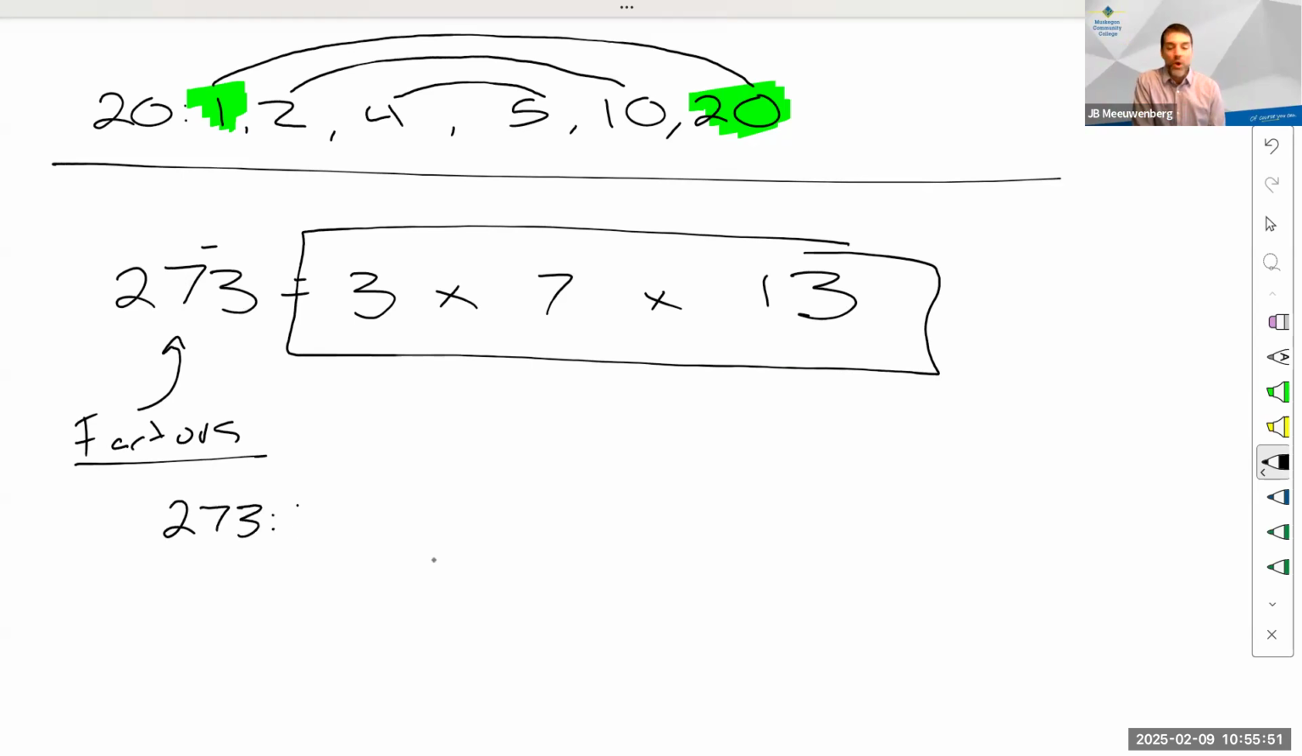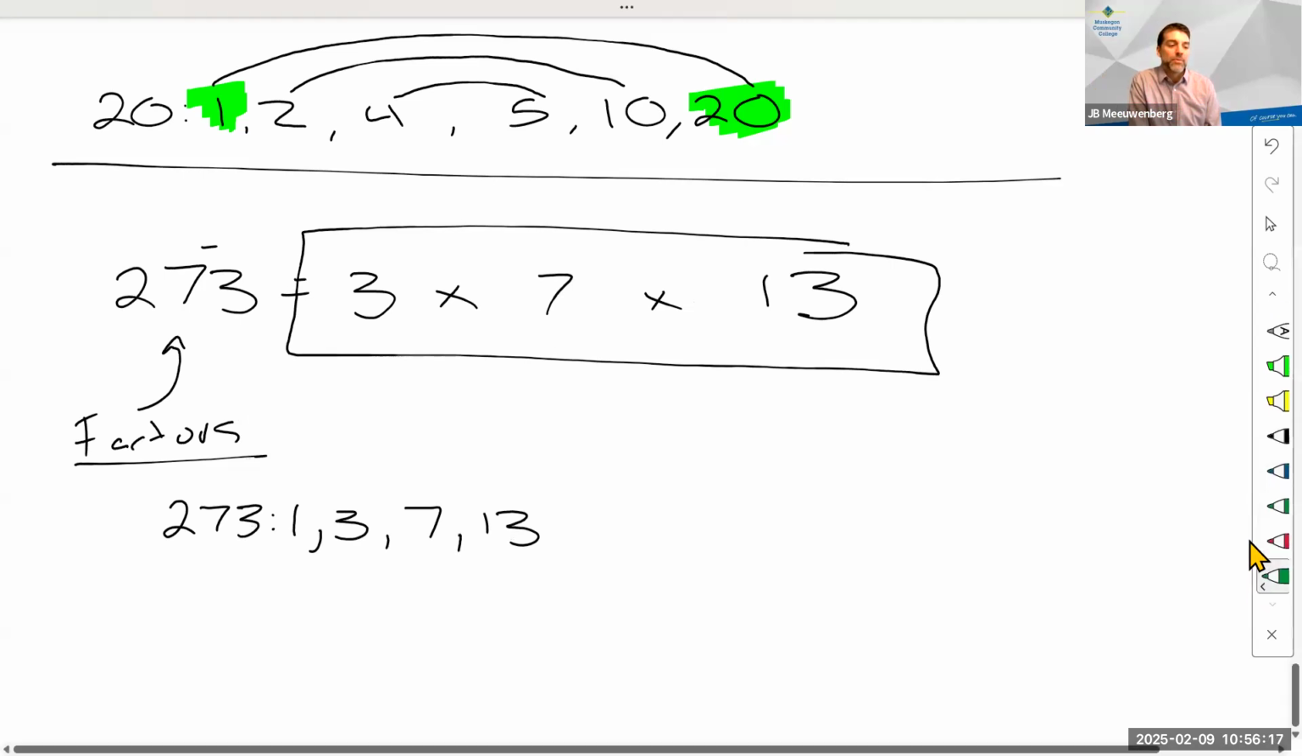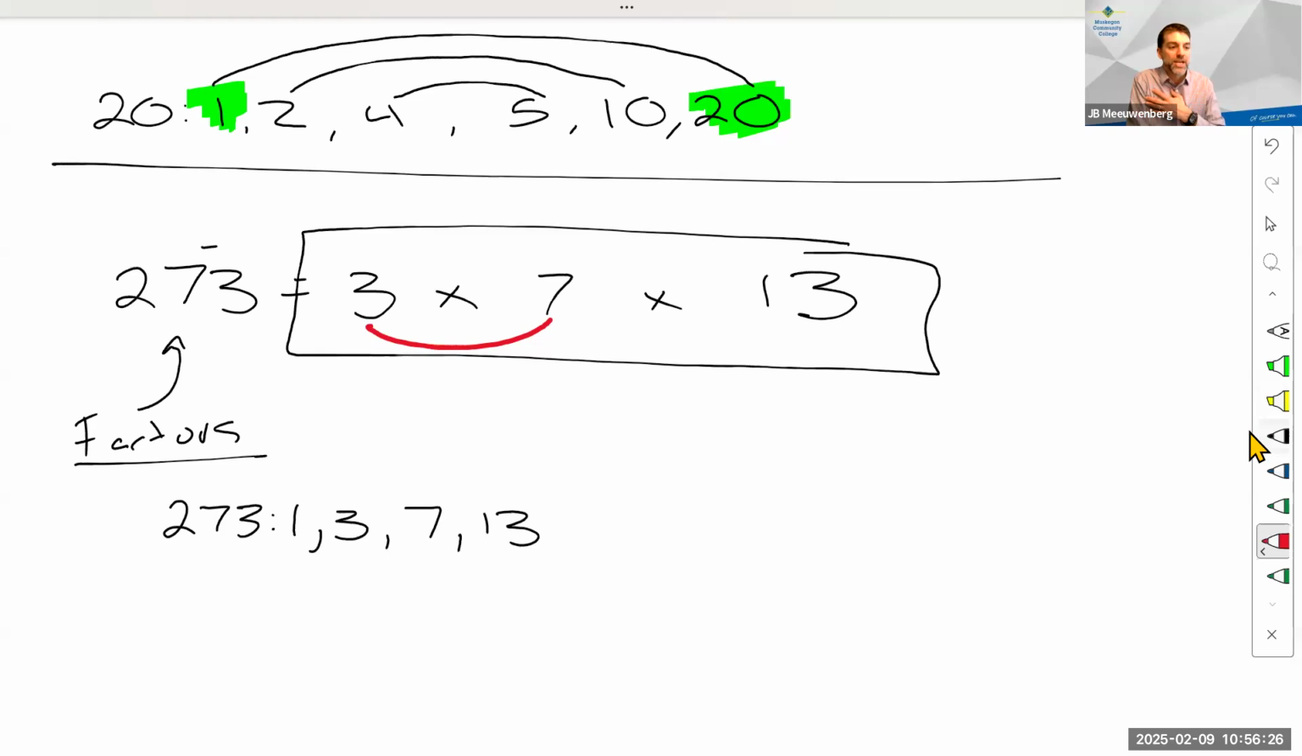we know 1 is a possibility. We know 3 is a possibility. We know 7 is a possibility, and 13. But then we start to get into bigger numbers, and there are other factors of 273 besides just the numbers 1, 3, 7, and 13. You can also start to match up numbers in the prime factorization. So 3 times 7 is part of that prime factorization, then 3 times 7, which is 21, is also a factor of 273.